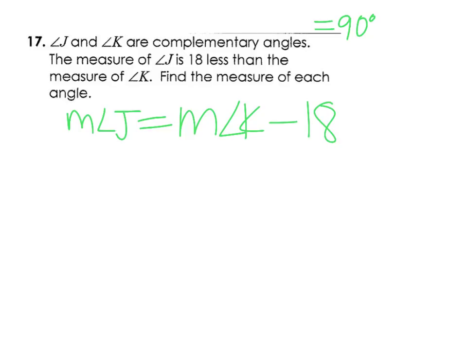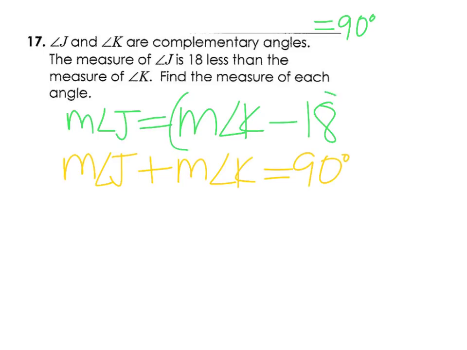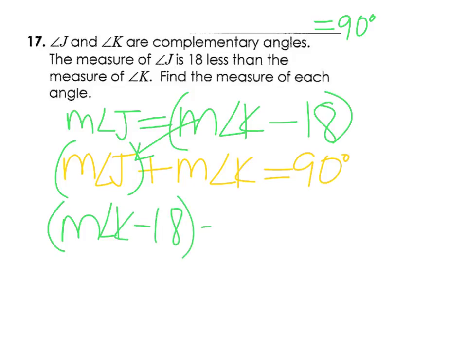Now we know that the measure of angle J plus the measure of angle K equals 90 degrees because they're complementary angles. We also know that the measure of angle J equals the measure of angle K minus 18. So what we want to do is substitute this value in for the measure of angle J, because that's what the measure of angle J equals. So we say the measure of angle K minus 18, plus the measure of angle K equals 90 degrees.